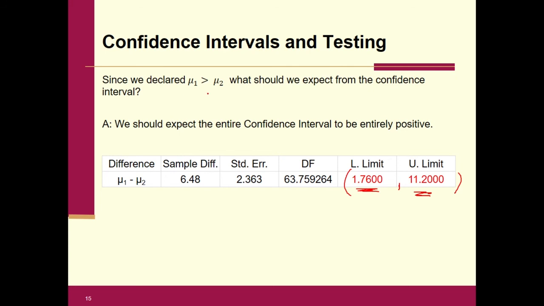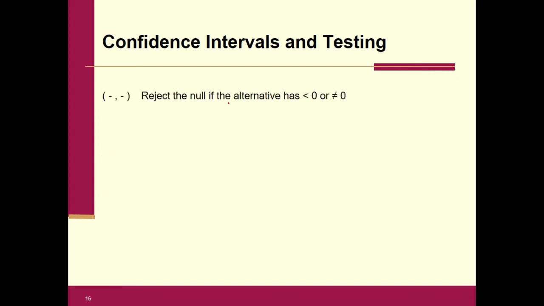So if mu1 was less than mu2, what would we expect the entire confidence interval to be? It would be entirely negative, right? And if we could not tell a significant difference, what would we expect? We would expect the lower bound to be negative and the upper bound to be positive. That's what I wrote down here on this slide. These are the results of the confidence interval: if it was entirely negative, we would reject the null if the alternative had less than 0, or for that matter, not equal to 0.